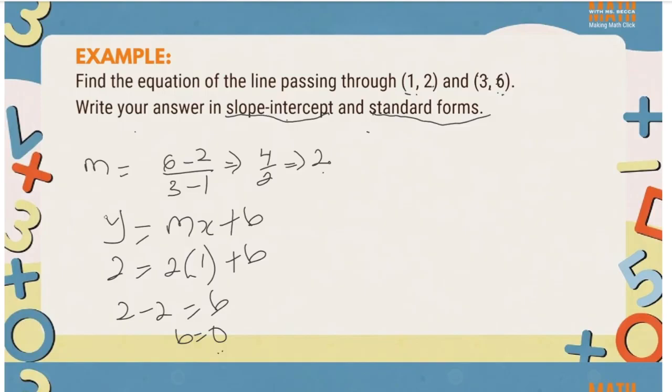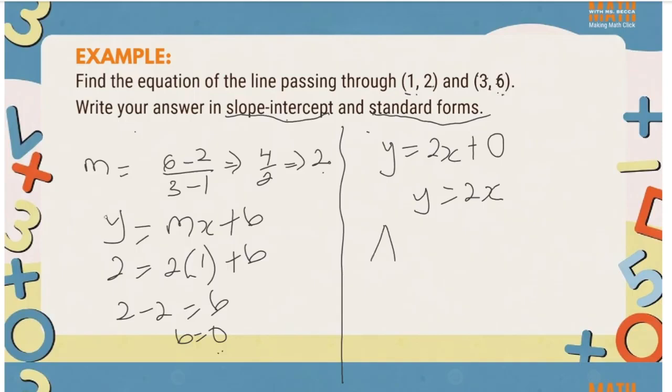So now, let's write it in slope-intercept form. So that means we have y equals m is 2. That's y equals mx plus 0. And that is the same thing as saying y equals 2x. For you to be sure that you did the right thing, just put x in this equation. When we put x as 1 here, 2 times 1 gives y, which is 2. Let's put x as 3 here. 3 times 2 gives 6. So that means you are correct.